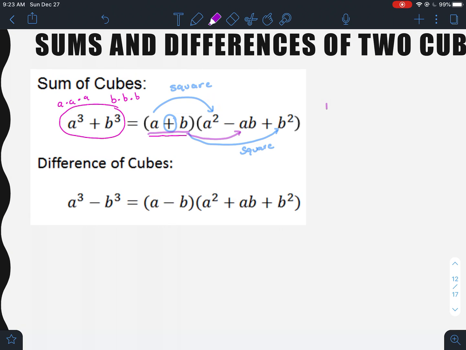And then the middle term, you multiply a times b, and then it's minus in the middle. So the signs are plus, minus, plus for the sum of 2 cubes.